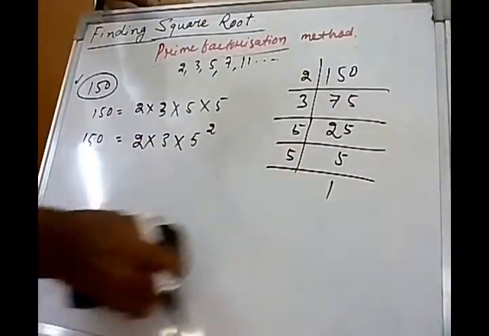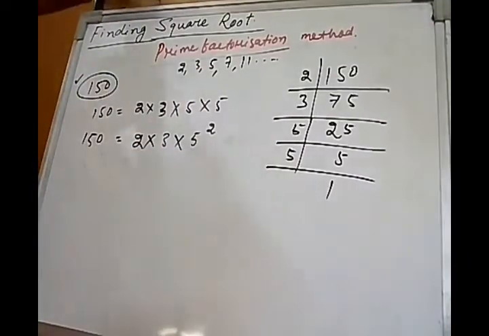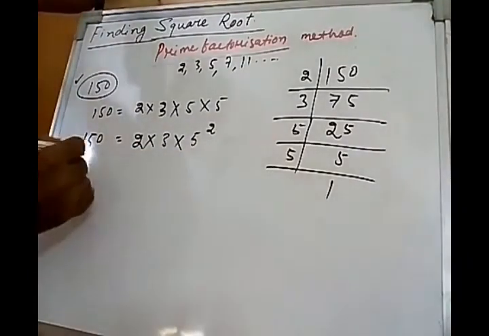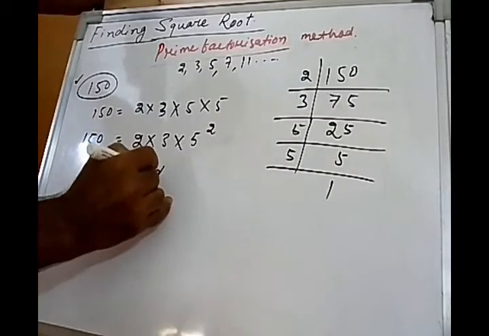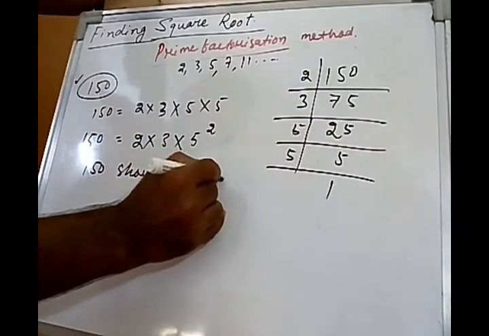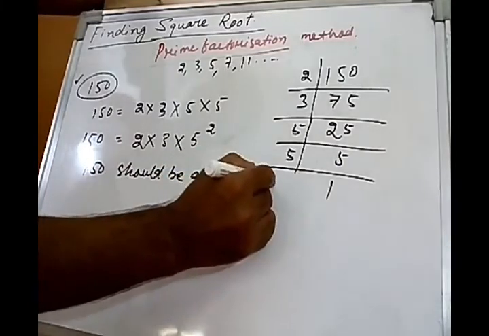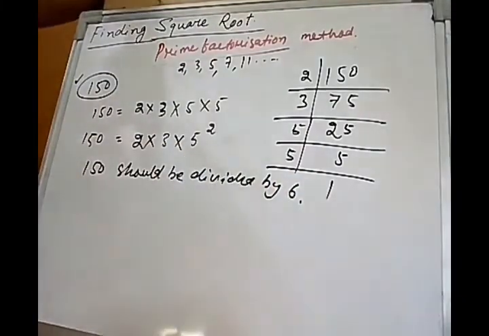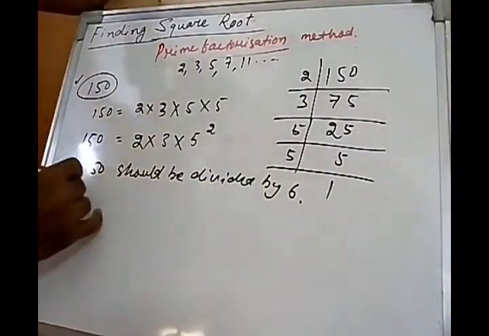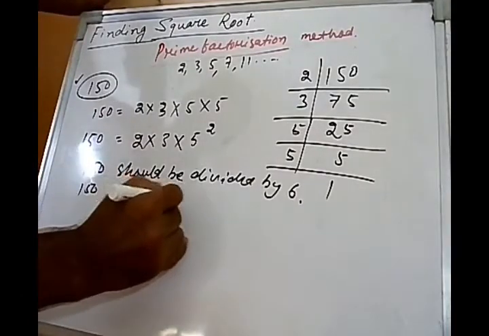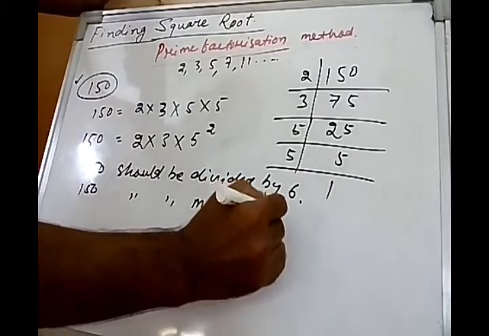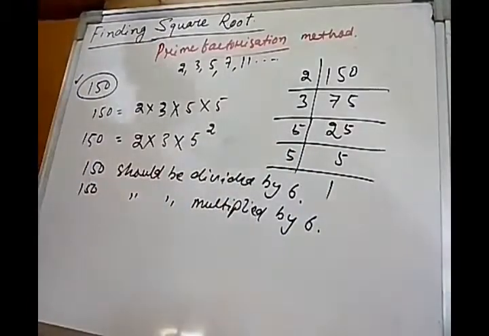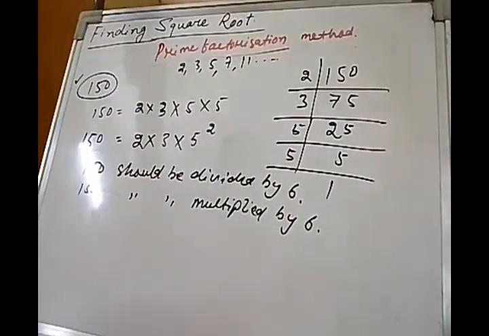This way we can check by which digit it can be multiplied. So we can write 150 should be divided by 6 to make it a square number, or we can say 150 should be multiplied by 6 to make it a square number.